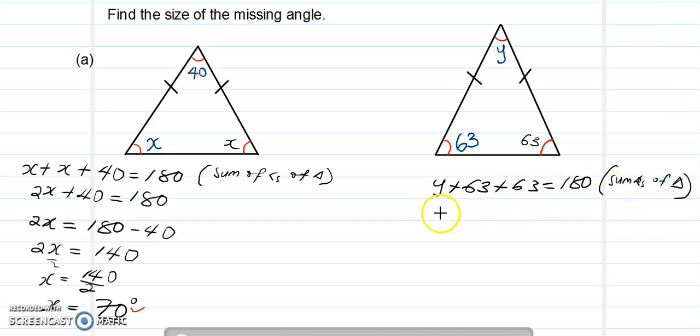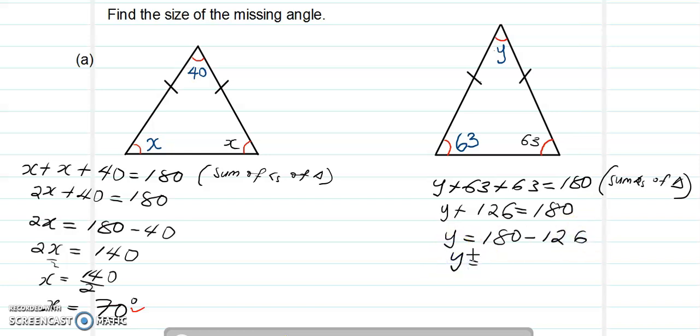So y plus 63 plus 63, we have 126, and the total is 180 degrees. Subtract 126 from both sides. We have 180 minus 126, which gives us 54 degrees. So the value of y is 54 degrees.